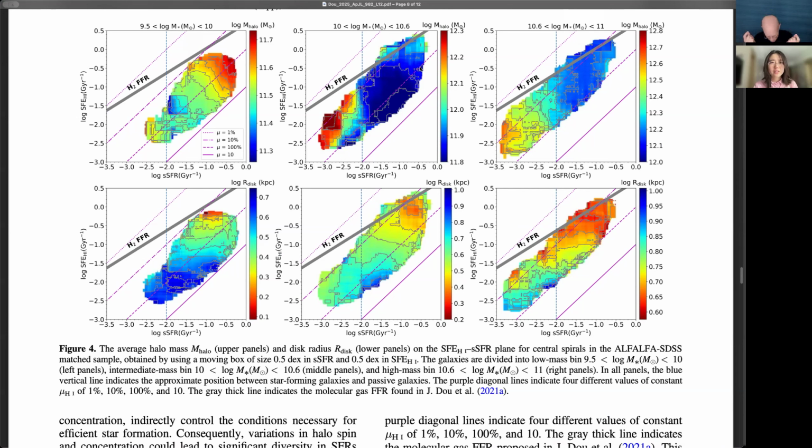For the most massive galaxies, as shown in the upper right panel, you can see that the trend is reversed. For these galaxies, most of their halo mass is larger than 10 to 12 solar masses, which means that according to the halo quenching scenario, the gas accretion mode has transitioned from the cold mode to the hot mode.